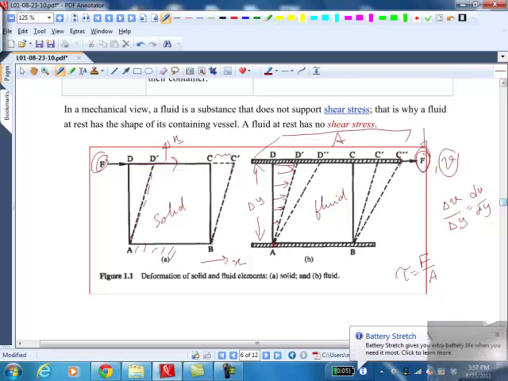Battery stretch. My apologies, I need to find the power. No. My apologies. Just a minute. I don't know why the power is not working. It used to work last year. They replaced it.